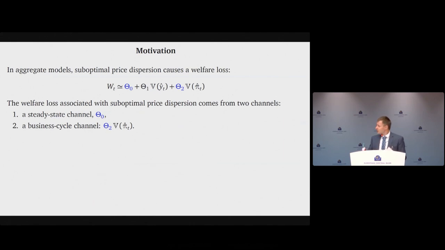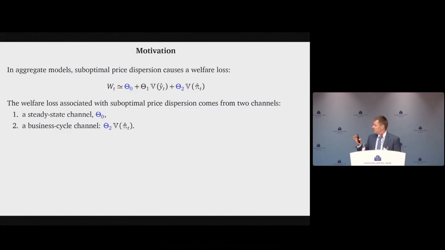But before that, let me quickly provide the motivation. This is also related to Francisca's paper. So in our models and different classes of aggregate models, we can approximate a welfare function in the following way. We will have a steady state component that depends on price dispersion, and we will have a business cycle component that depends on the variation of the price dispersion from the steady state level. And so here you can see the theta naught in this approximation is a steady state channel, and the theta two depends on the variation of inflation over time. It's a business cycle channel.